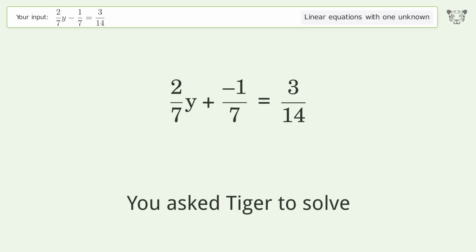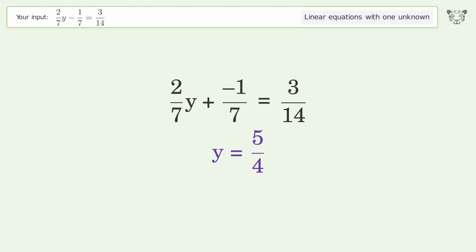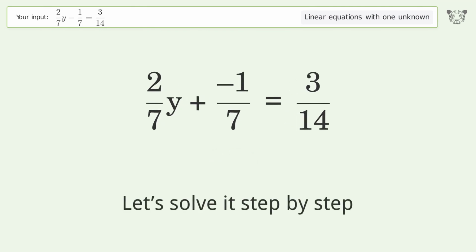You ask Tiger to solve. This deals with linear equations with one unknown. The final result is y equals 5/4. Let's solve it step by step.